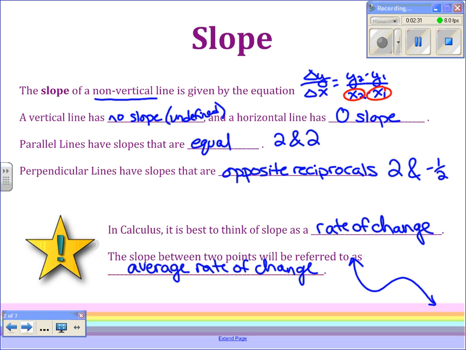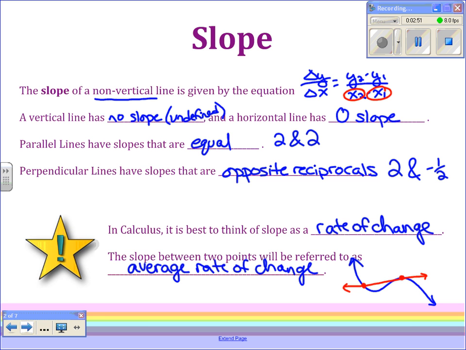Say I have a curve that looks like this, and I want to know the average rate of change between here and here. Well, what I would do is make a secant line that goes through those two points, and the slope of that secant line is the average rate of change between those two points of the curved function.